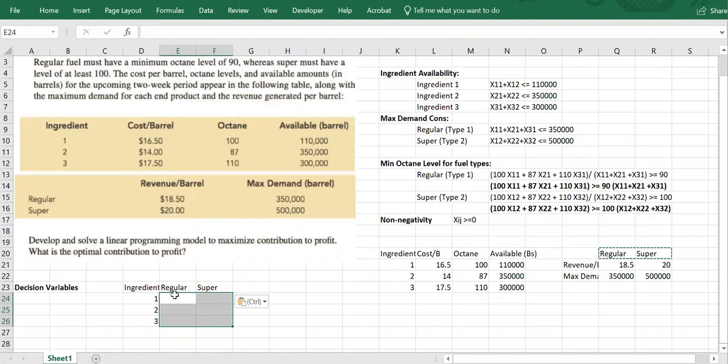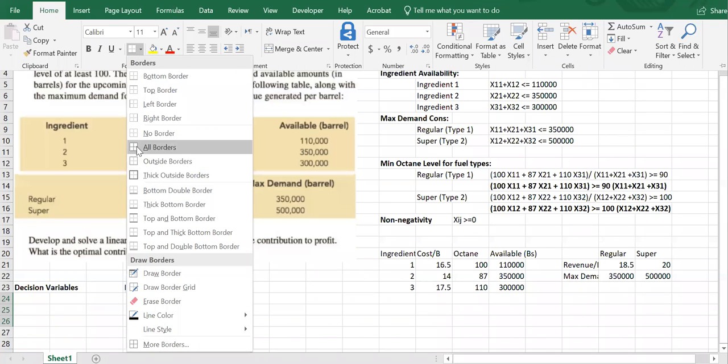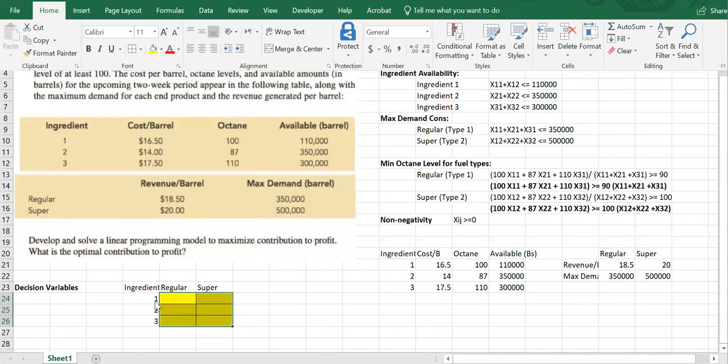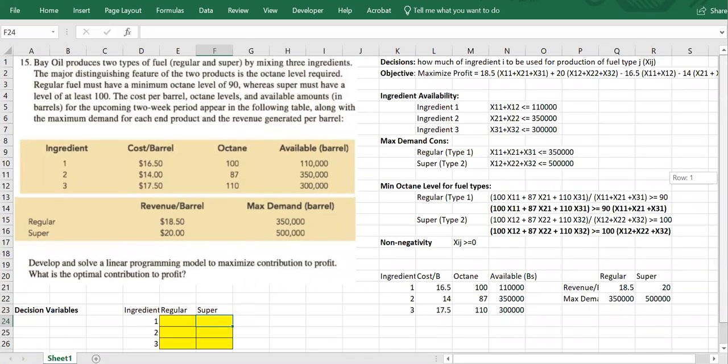All right, so these 6 are my decision variables. The amount of ingredient 1 used for production of regular type fuel, ingredient 2 in regular, ingredient 3 for regular type fuel, and then same thing for super, all right? So that's my decision variables, 6 decision variables.